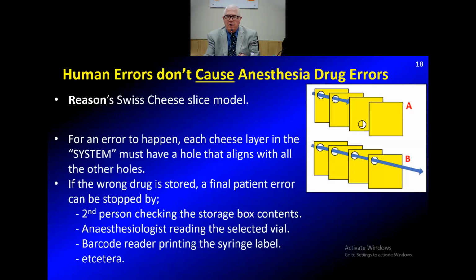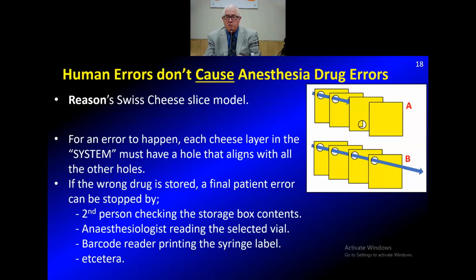The second hole may be you got distracted and you failed to read the vial. The third hole may be you're multitasking and you're trying to pump fluid into the patient who's hypertensive, simultaneous to you wanting to inject a vasoconstrictor. So there's a lot of errors that add up for an anesthetic drug error to reach the patient.